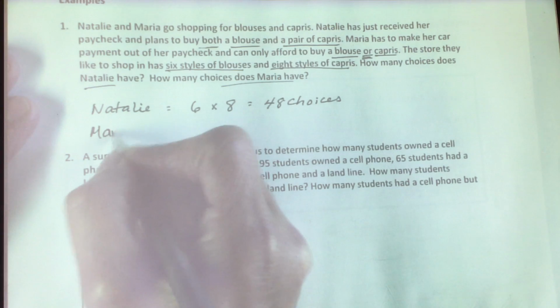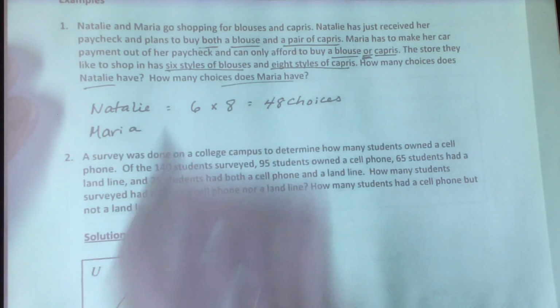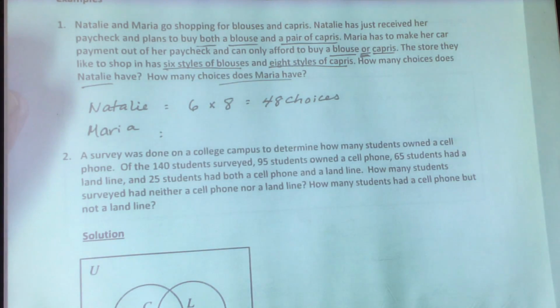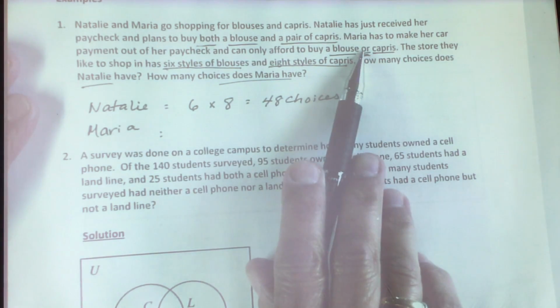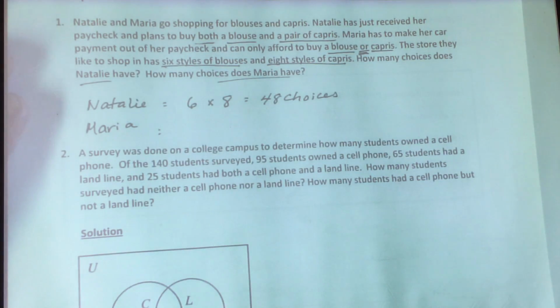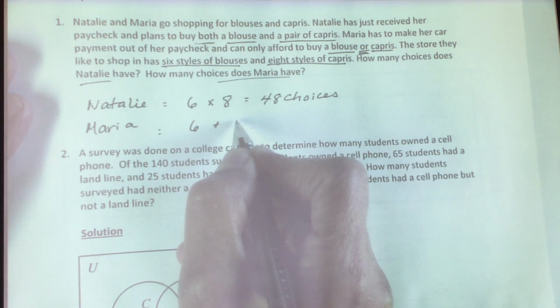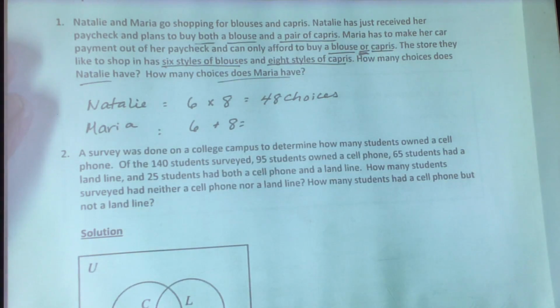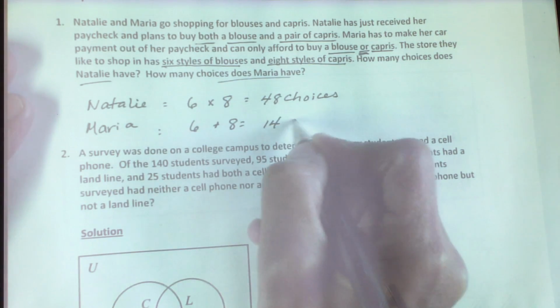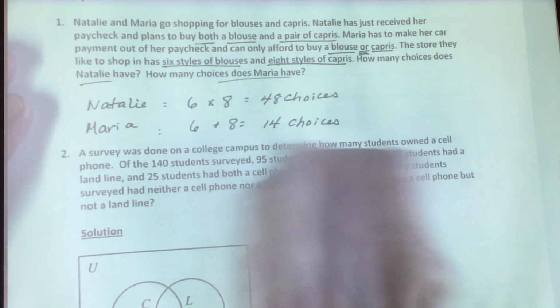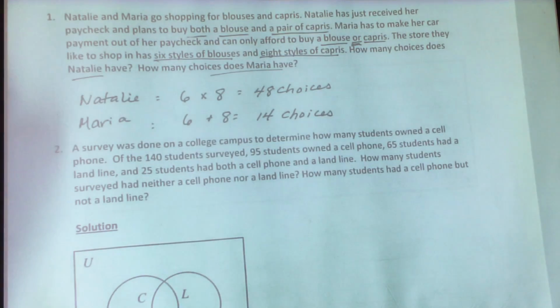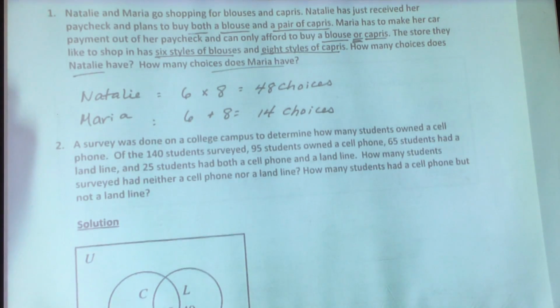Maria, on the other hand, only can buy one or the other. Again, the keyword is or. So blouses or capris, so she has 6 blouses plus 8 capris. So 6 plus 8 is 14 choices. And you are using the addition principle here because you have one or the other.